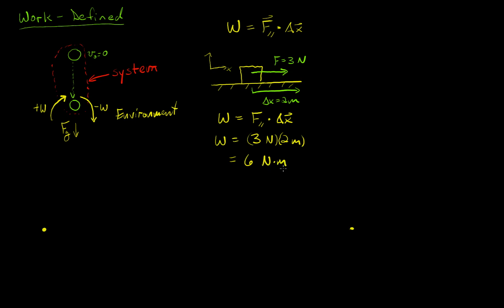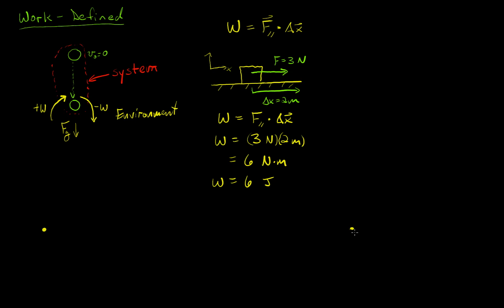And this right here, the newton meter, has a special name. That's what we call a joule. So it's 6 joules. And that's the same units we have for energy, which you'll see when we get to it. So the work in this case of pulling it with 3 newtons over 2 meters is going to be 6 joules of work done. That's how much energy was put into the system.